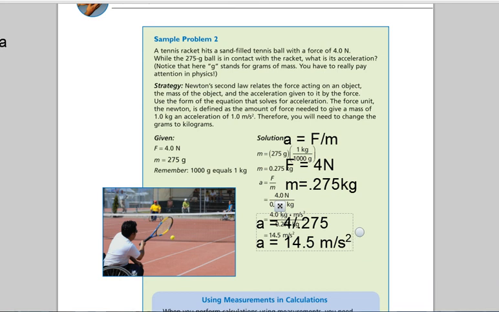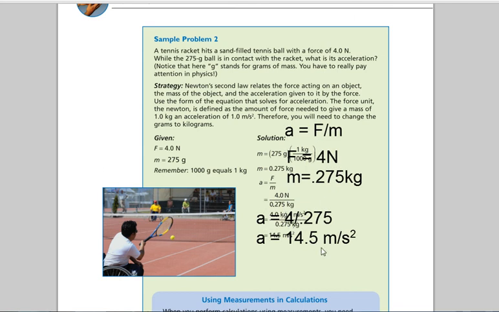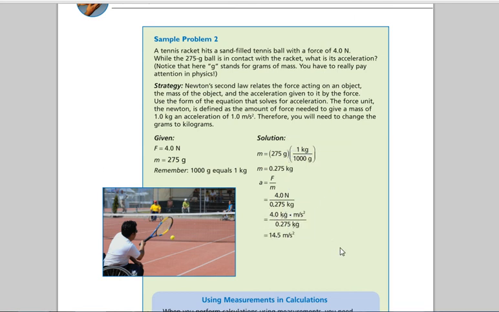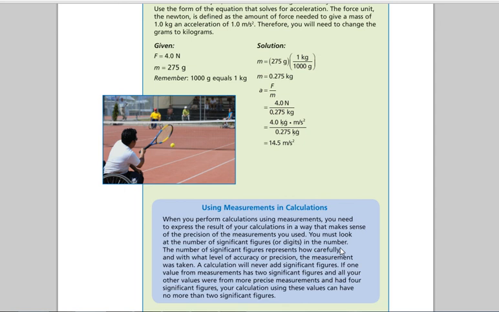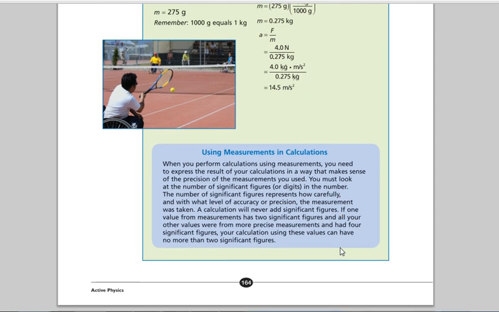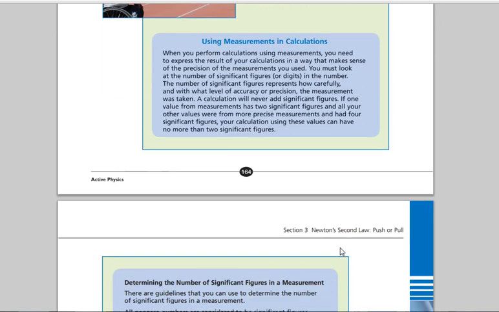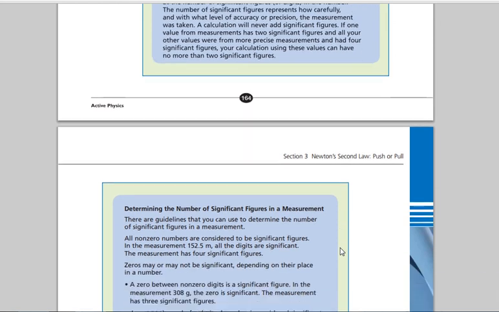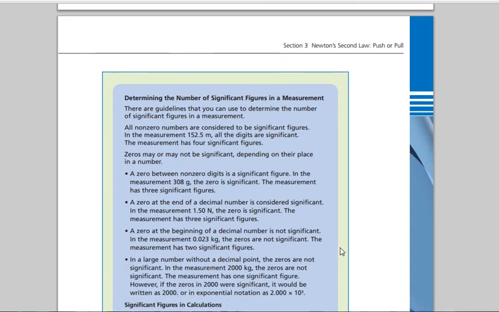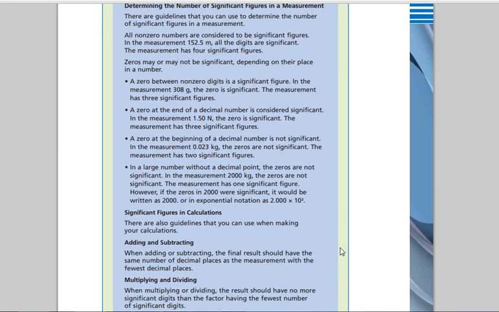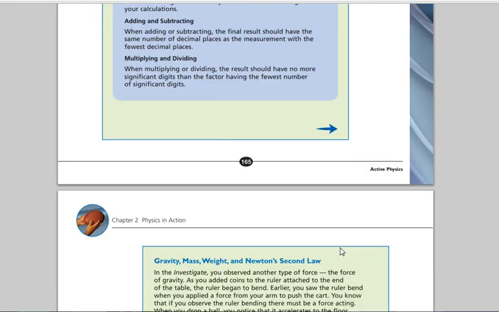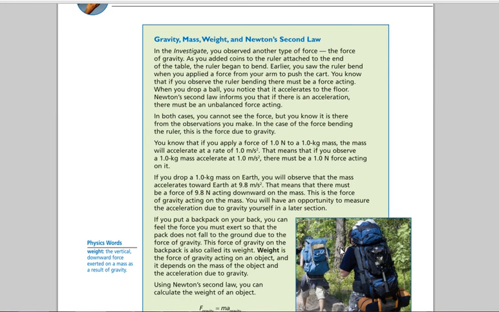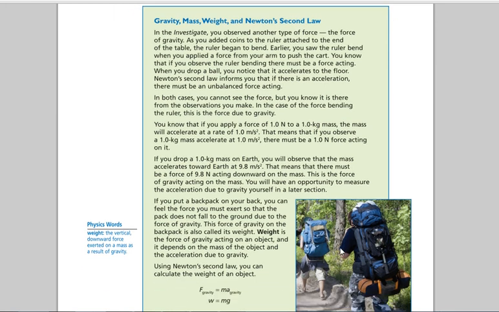Alright, that's probably enough examples of the math. Just make sure you're following those steps that I'm using. If you forgot them, make sure you rewind and pause and write them all down. Using measurements and calculations, determining the number of significant figures in a measurement. We're not going to worry too much about significant figures here. Gravity, mass, weight, and Newton's second law.